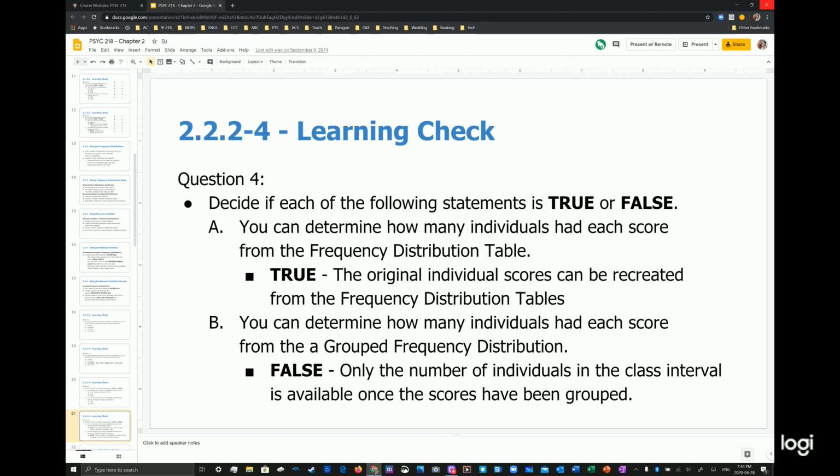For a frequency distribution table, without the word group in it, that talks about individual categories. So each score is individual. They're not grouped together. So yes, you can get the original individual scores. Once you have a group frequency distribution, you cannot. Because the scores are now clumped together or grouped together, if you only look at the group frequency distribution, you can't tell anymore. So it would be false for B.